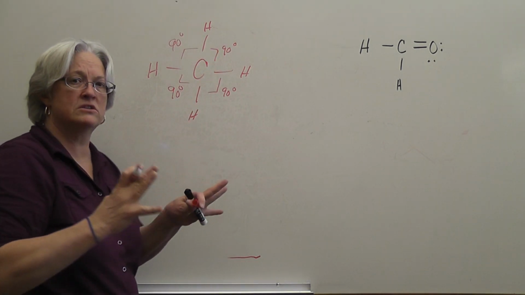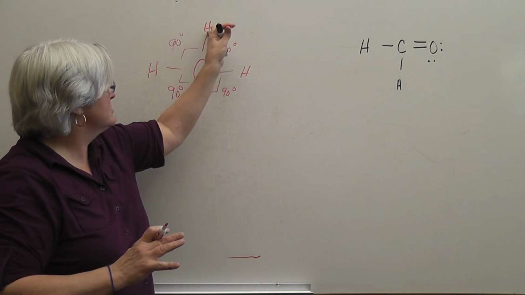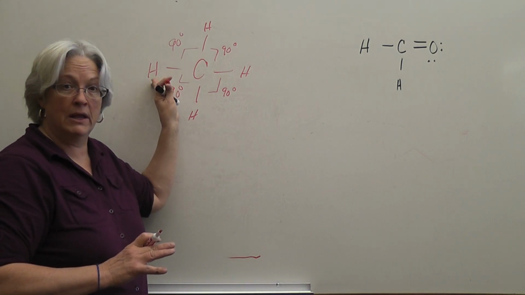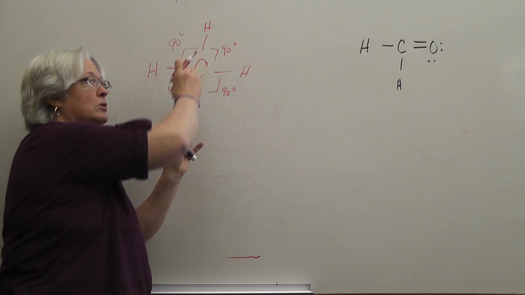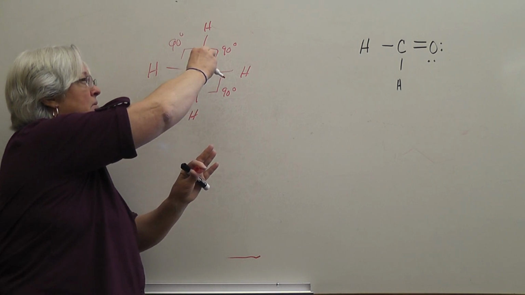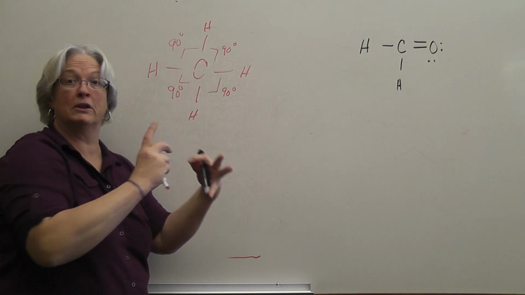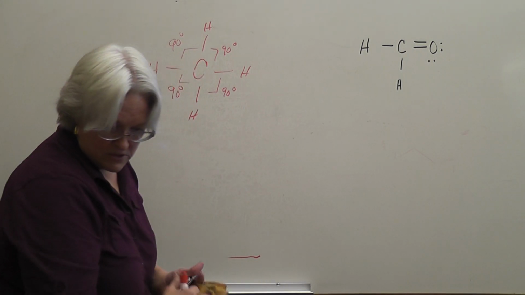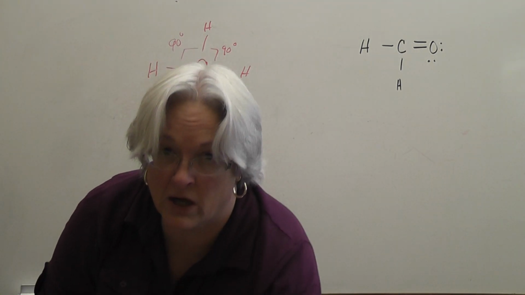So if you just stay in a plane, the furthest that these bonds can push away from each other is 90 degrees. But it turns out that if you put a hook on this C here and pull the carbon out a bit, then the electron pairs can actually be a little bit further apart from each other. And that is what happens. So I want you to look at your picture on page 290.